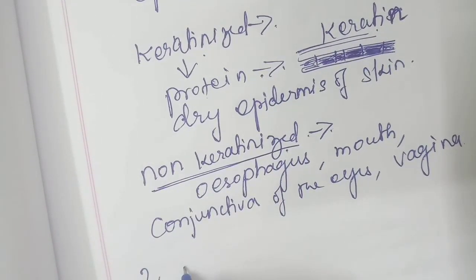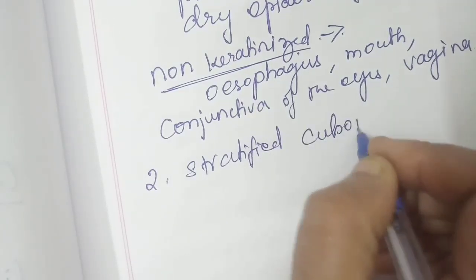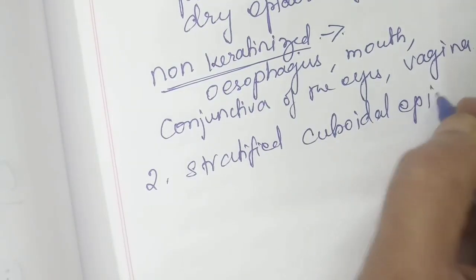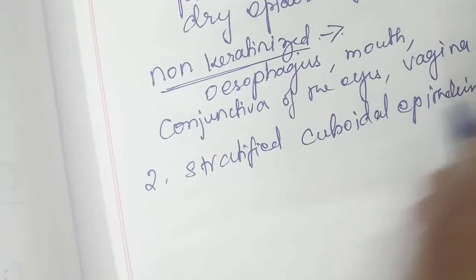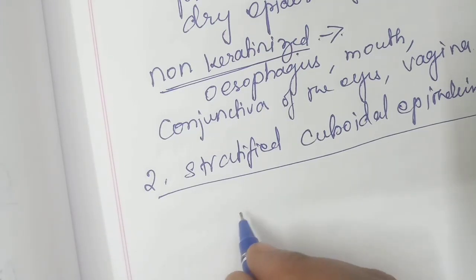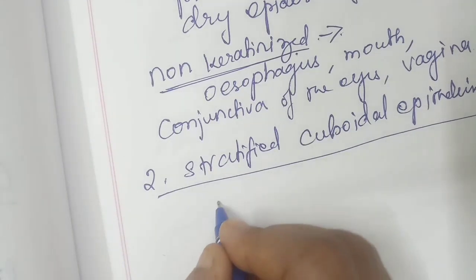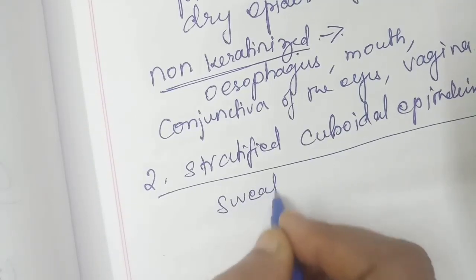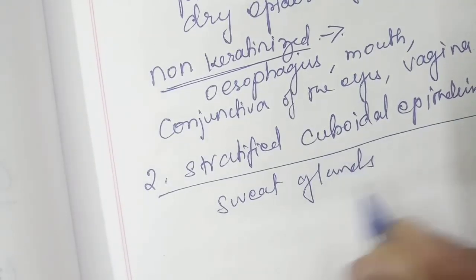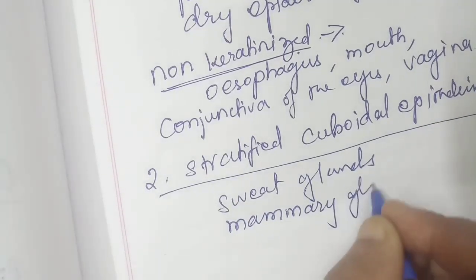Second one is stratified cuboidal epithelium. That means the structure will be cubes only, but many layers will be there. That is why it is called stratified cuboidal epithelium. You can see it in the sweat glands and mammary glands. Milk secreting glands are called mammary glands.